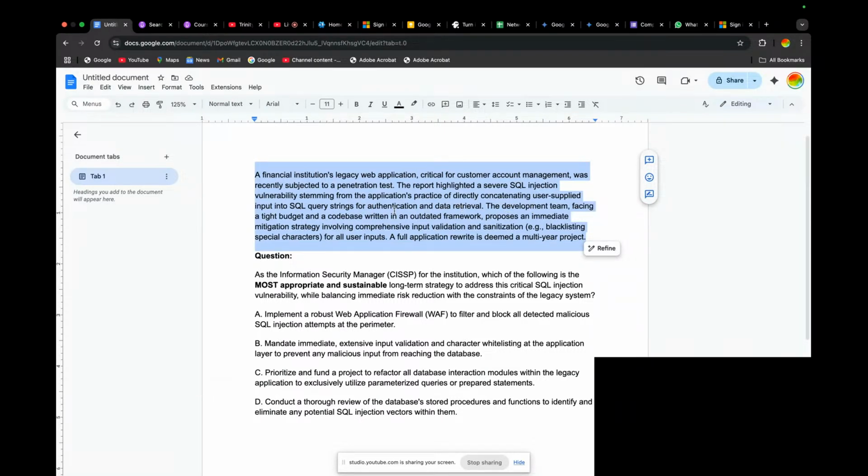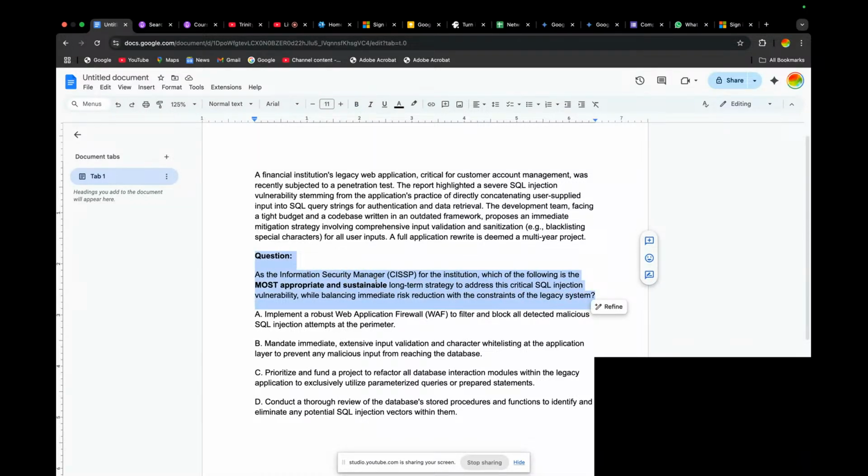The development team, facing a tight budget and a code base written in an outdated framework, proposes an immediate mitigation strategy involving comprehensive input validation and sanitization, e.g., blacklisting special characters for all user input. A full application rewrite is deemed a multi-year project. So they give you the information. Now let's look at the question.